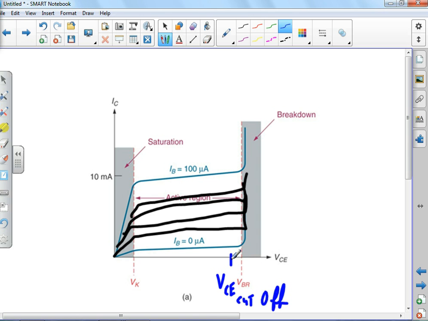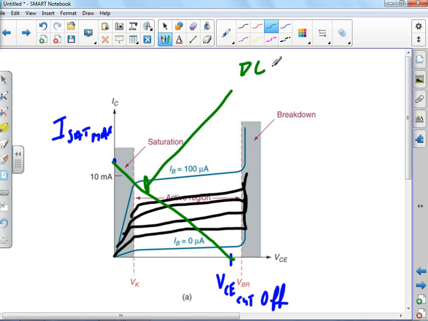And so I know that point. And then I've got another point over here, which is the maximum saturation current. So current saturation max. And that's going to be caused by the resistors in the way, the 0.7 drop across the diodes. And I get those 2 points, and then I draw a straight line between those 2 points, and we call that the DC load line.